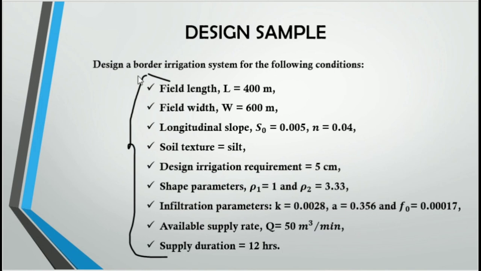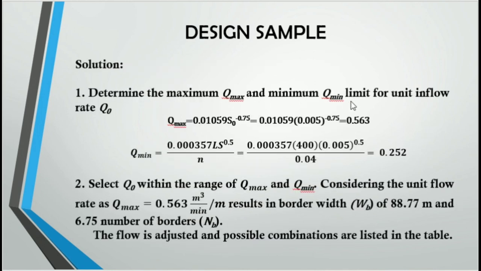So using these conditions, let us compute the required parameters using the design steps or methodology that we have discussed a while ago. First, determine the maximum Qmax and Qmin limit for unit inflow rate. So using the equation for Qmax, we can compute the Qmax over here and your Qmin over here. So select QO within the range of Qmax and Qmin, considering the unit flow rate Qmax is equal to 0.563 cubic meter per minute per meter.